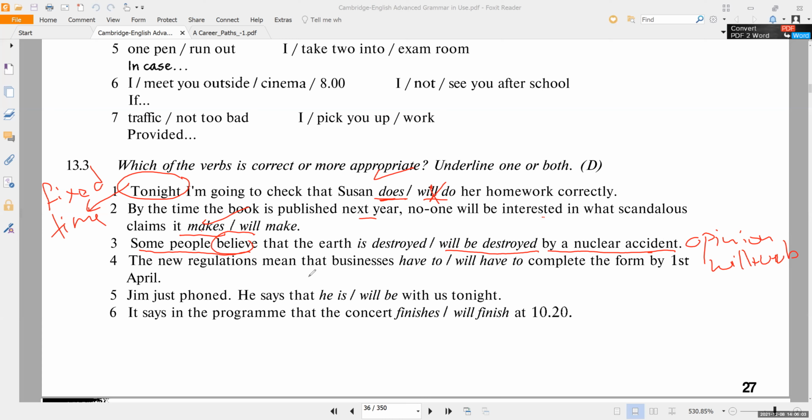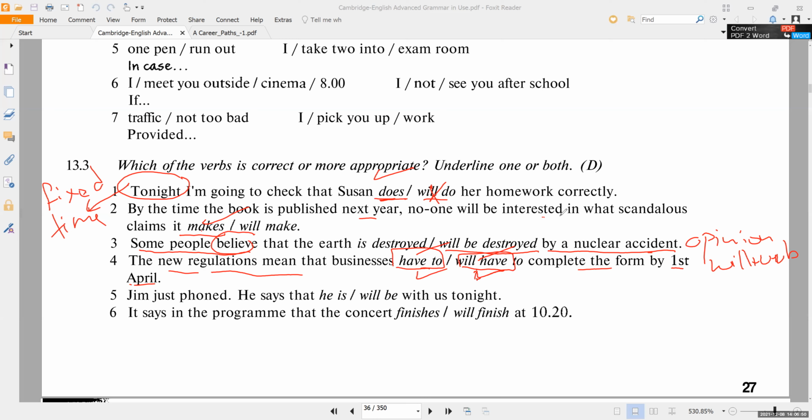"The new regulations mean that businesses will have to complete the form by the 1st of April." The new regulations: there are new directives, that the businesses will have to. If we say "have to", then time is what matters. "Will have to" means the opinion is what matters, and both are correct. We can use "have to" if timing is what matters; if the opinion matters, we use "will have to". So both are correct.